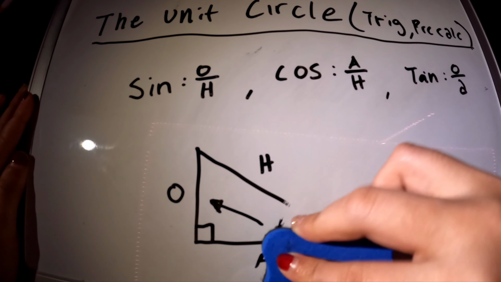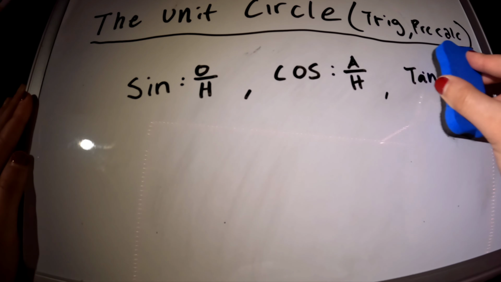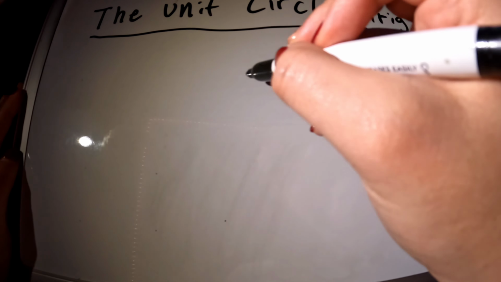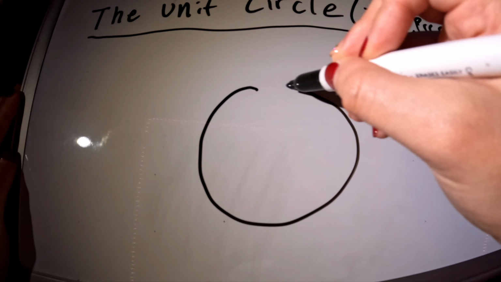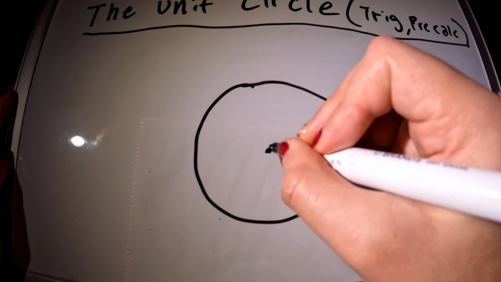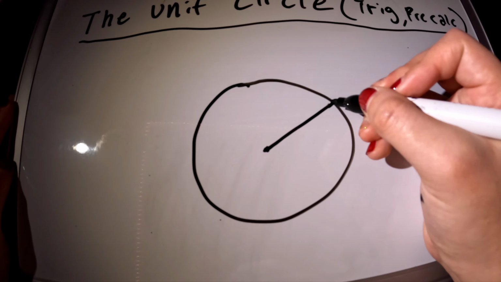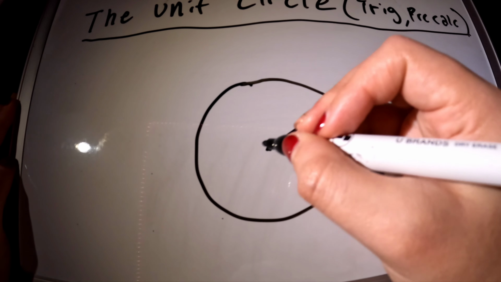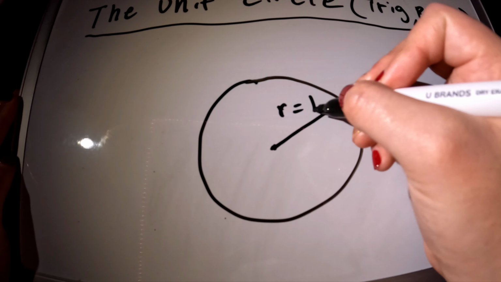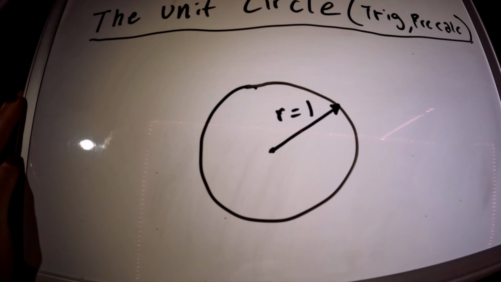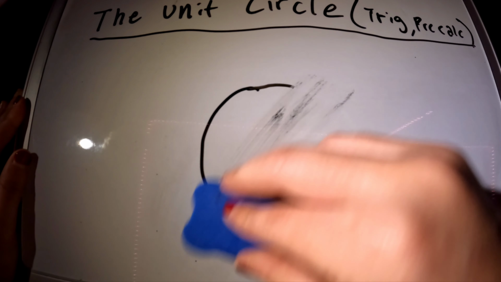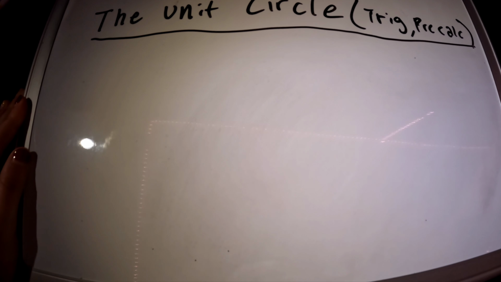Alright, so for the unit circle, what it is, it's a circle with radius 1. So this side right here, or any side on this circle, has a radius, and that radius is equal to 1. And that's what the whole unit circle consists of, alright? So let me teach you how to draw it out.